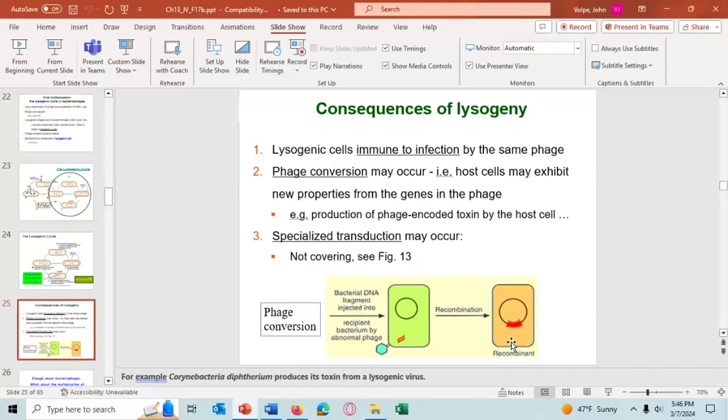The best example of phage conversion is when Corynebacterium diphtheriae produces the diphtheria toxin. This can only happen in the bacteria Corynebacterium diphtheriae when the bacteria has a lysogenic virus in its chromosome, because the diphtheria toxin is produced by the lysogenic virus, meaning that's the gene making that toxin. Corynebacterium diphtheriae that lacks the lysogenic virus cannot produce the diphtheria toxin. Any question about any of that?